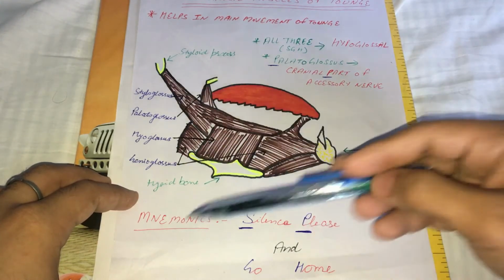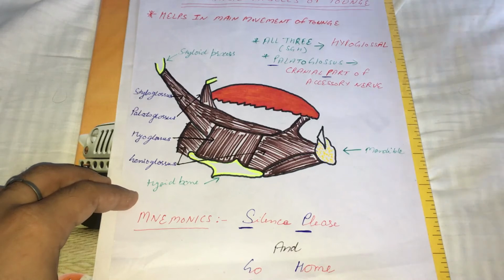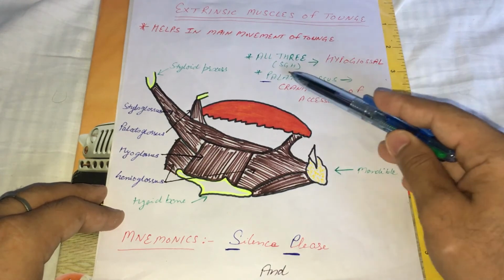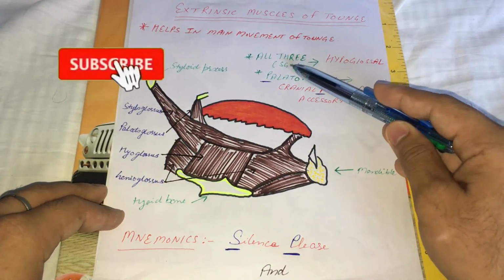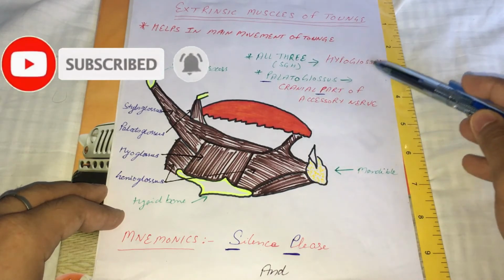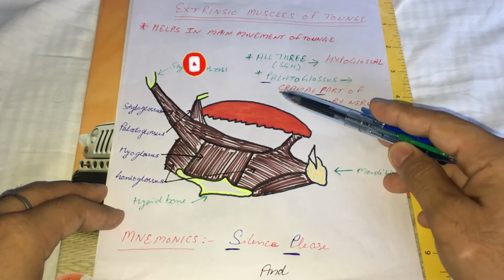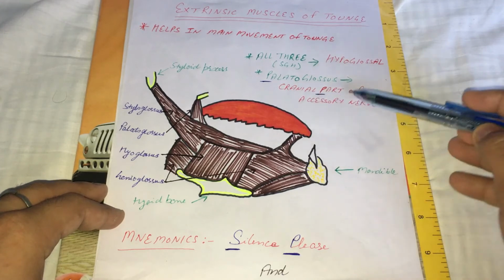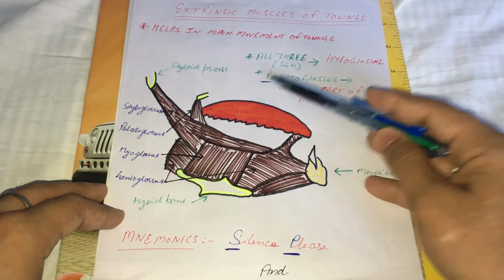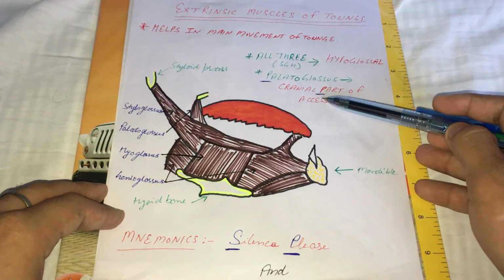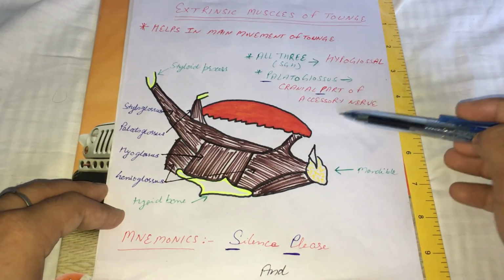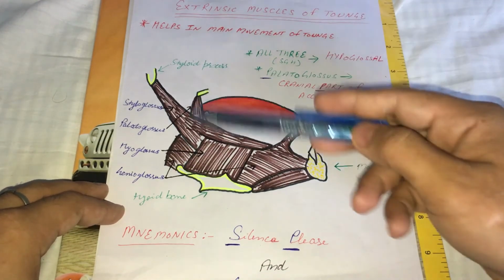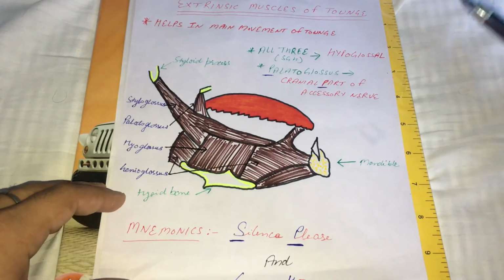So this is a brief overview of the four extrinsic muscles of the tongue. This is the mnemonic, and the last important point: three muscles, that is S, G, H, stylo, genio and hyoglossus, are supplied by the hypoglossal nerve, and the palatoglossus muscle is supplied by the cranial part of the accessory nerve. That means P and P, remember it by that: palatoglossus and the cranial part of the accessory nerve, and all the other three muscles are supplied by the hypoglossal nerve. So this is a brief and clear overview of the extrinsic muscles of the tongue.